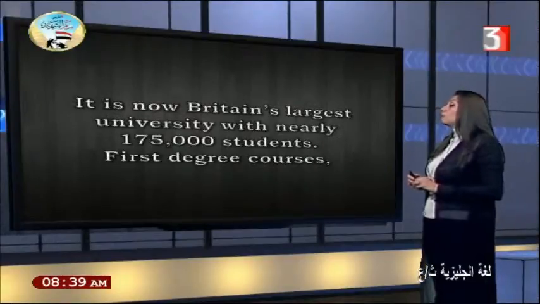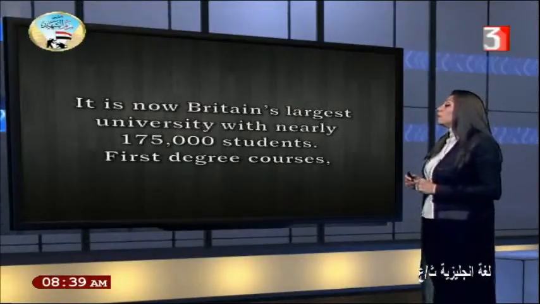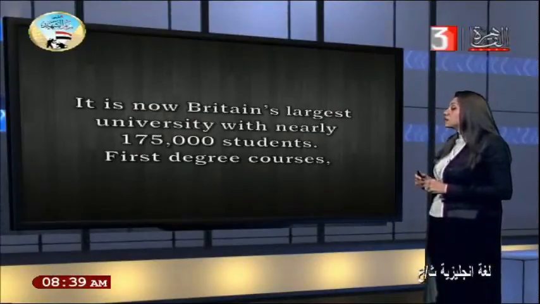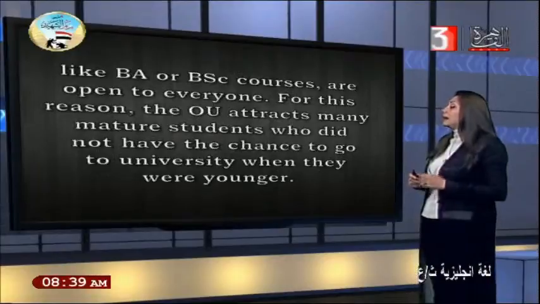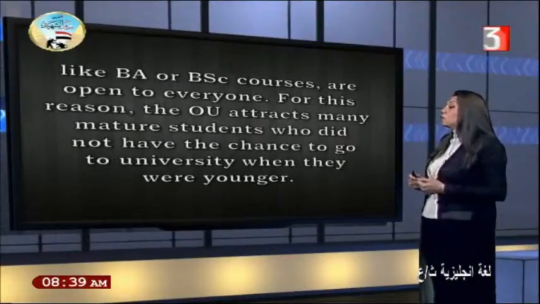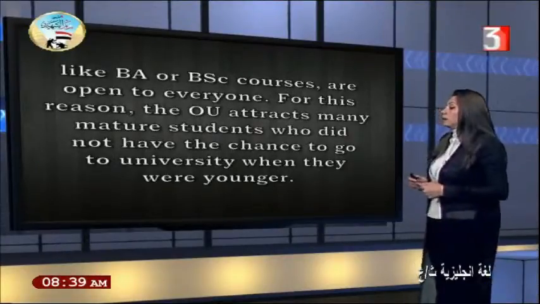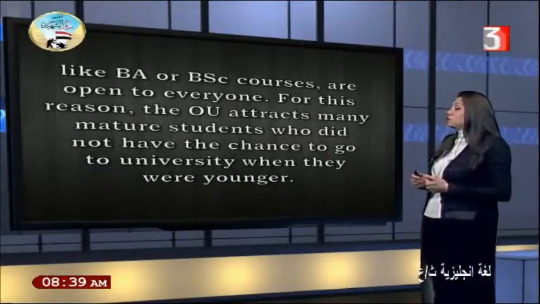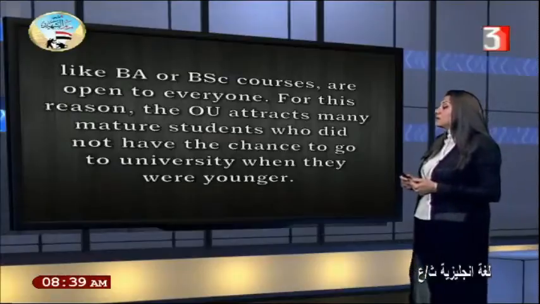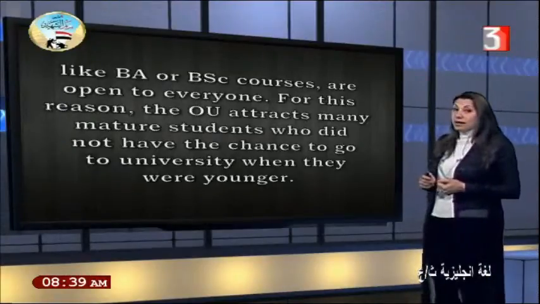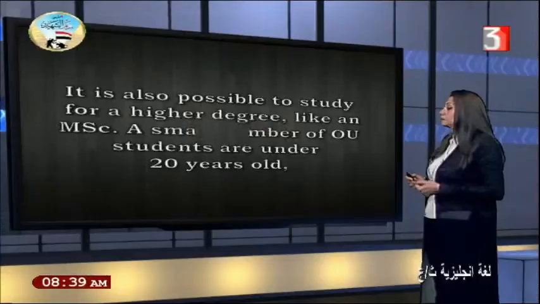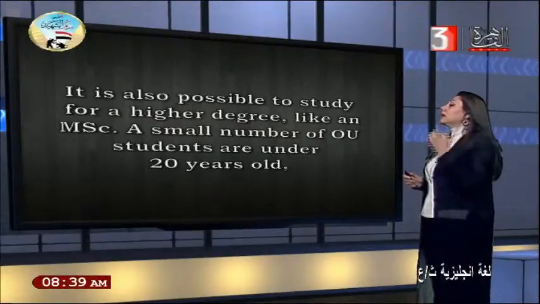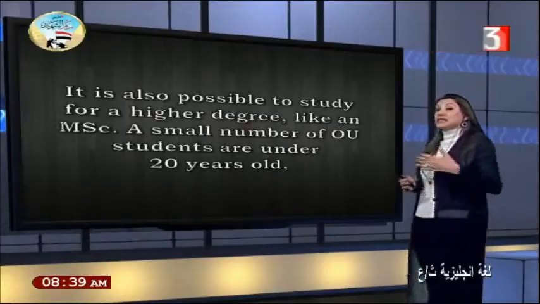It is now Britain's largest university with nearly 175,000 students. First degree courses like the BA or the BSc courses are open to everyone. For this reason, the OU attracts many mature students who did not have the chance to go to university when they were younger. It is also possible to study for a higher degree like an MSc يعني Masters.